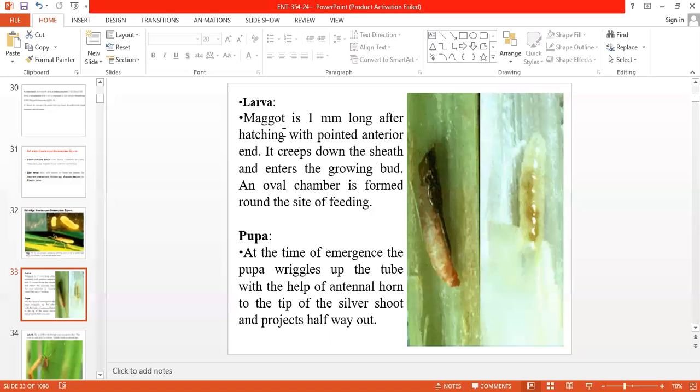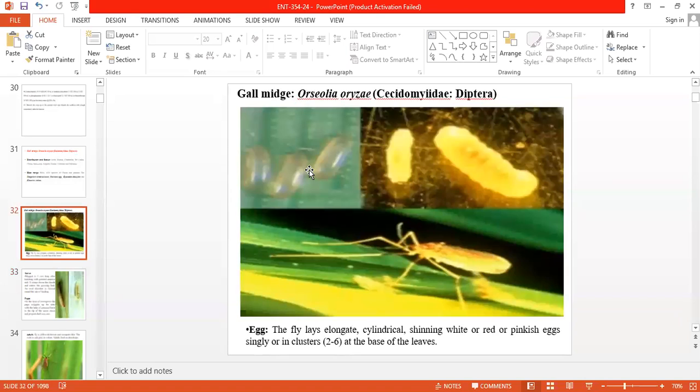In that, first one, eggs. So mainly eggs are tubular or elongated in shape, whitish in color. Near about 100 to 300 eggs are mainly deposited by the adult fly near the ligule of the leaf blade. So that is the specific site of oviposition of that gall midge.